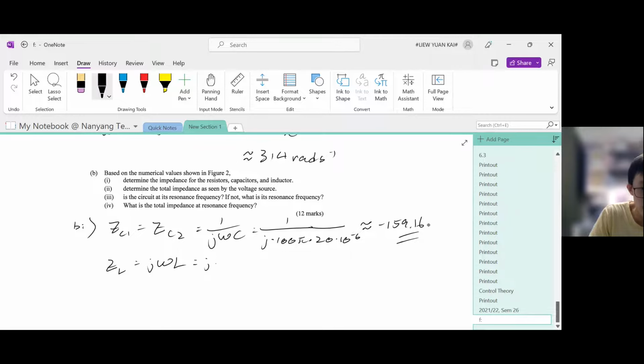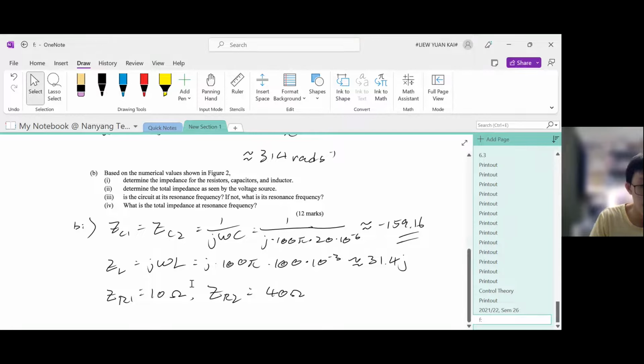Then for the inductor, the formula is J omega L. Again, the 100 pi is from the one we calculated, times 100 millihenries. Punch this in your calculator and you should get this. The impedance of a resistor is just its own resistance. So this is 10 ohms. And again, the impedance of a resistor is just its own resistance, so 40 ohms, like that.